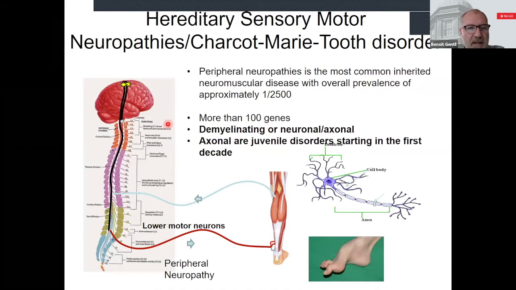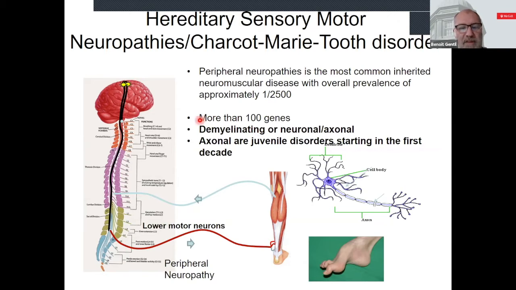What we see here is actually the pathways that are mainly affected. Peripheral neuropathies are affecting the lower motor neurons, the motor neurons and sensory neurons that are connecting to the muscle. The causes of peripheral neuropathy, at least from a genetic point of view, have been quite a long track. And so far, there's more than 100 genes that have been identified to cause peripheral neuropathy. So that's quite a lot.